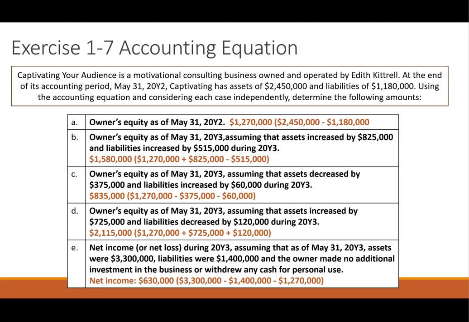Net income during 2023, assuming that as of May 31st, 2023, assets were $3,300,000, liabilities were 1,400,000, and the owner made no additional investment in the business or withdrew any cash for personal use. Wouldn't that make sense that revenues minus expenses equal net income? So in this case, if the assets were at 3,300,000 and the liabilities were at 1,400,000, the net income, if nothing else happened on the owner's equity side of him putting money in or taking money out, had to have been 630,000.